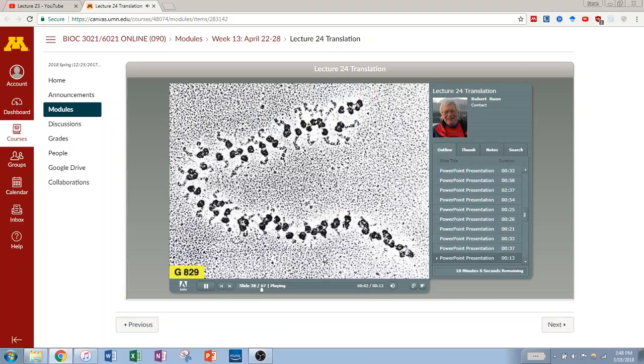Once in a while, it's nice to have a picture that confirms the biochemical models we're learning about. Here's an actual bona fide electron micrograph of a polysome in action.